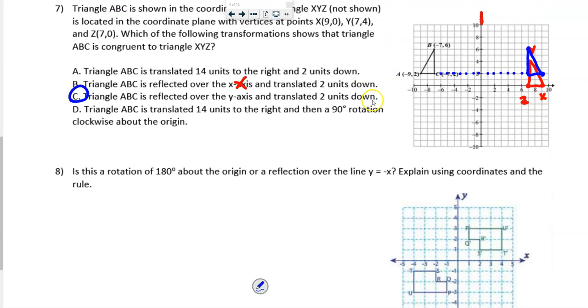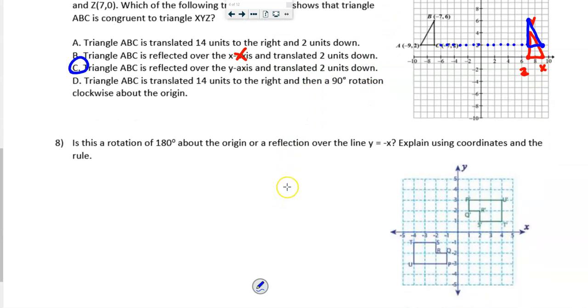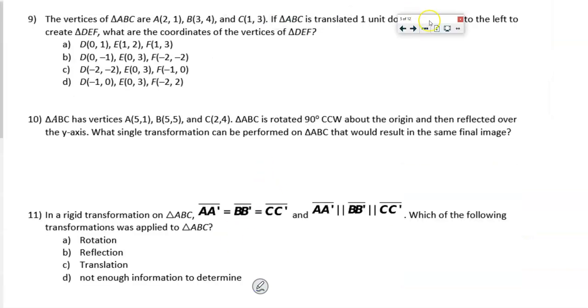It says, is this a rotation 180 degrees about the origin or a reflection? So let's go ahead and connect our vertices. We've been doing this for a while. So let's go S to S prime and Q to Q prime. Up, what happened? They crossed, right? If they cross, remember, if they cross, it is a rotation, right?